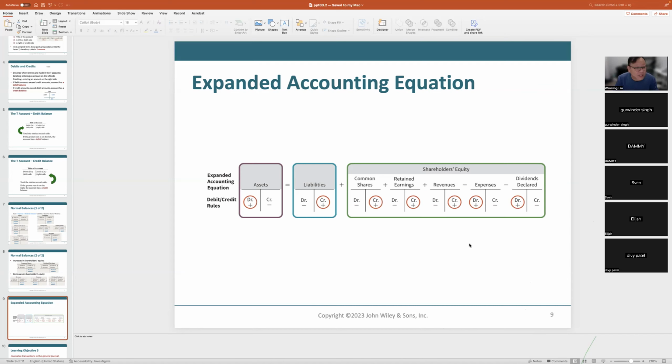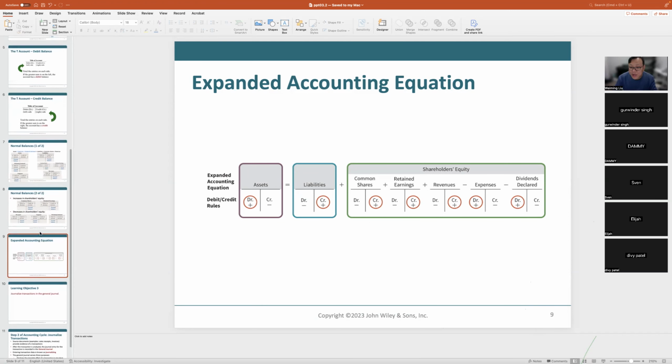You have a question about the shares? Yeah, ask me your question. What is your question? So shares is on the right side of the equation. So they have a normal credit balance. If you increase your shares, you need to credit shares. Okay. Do we have any question on this?